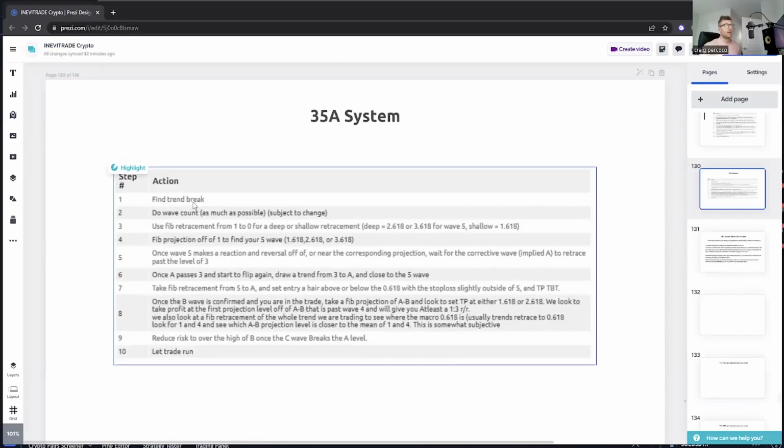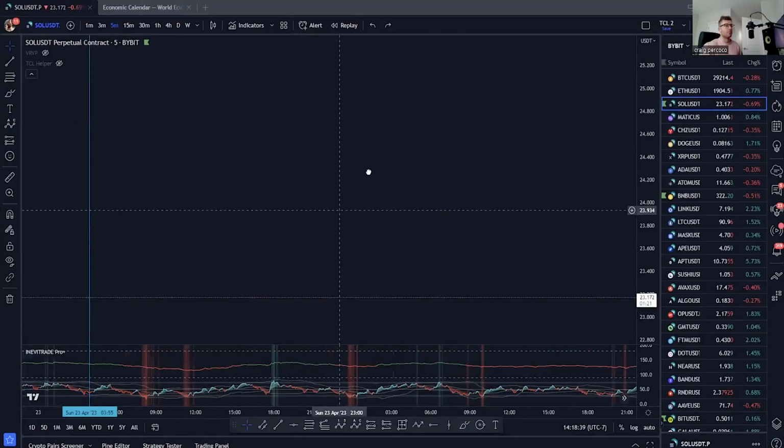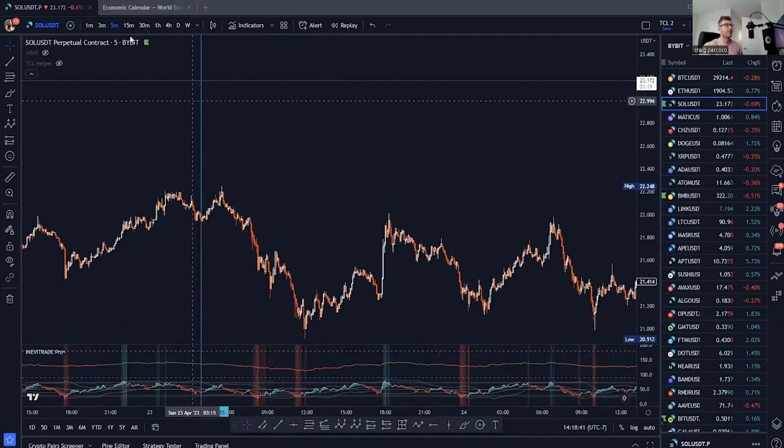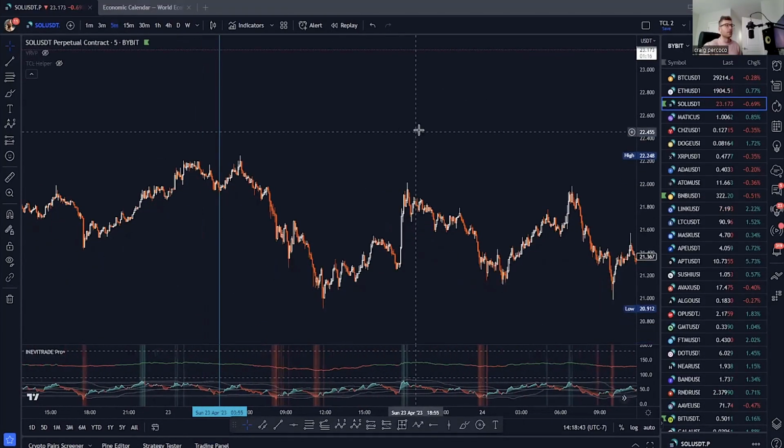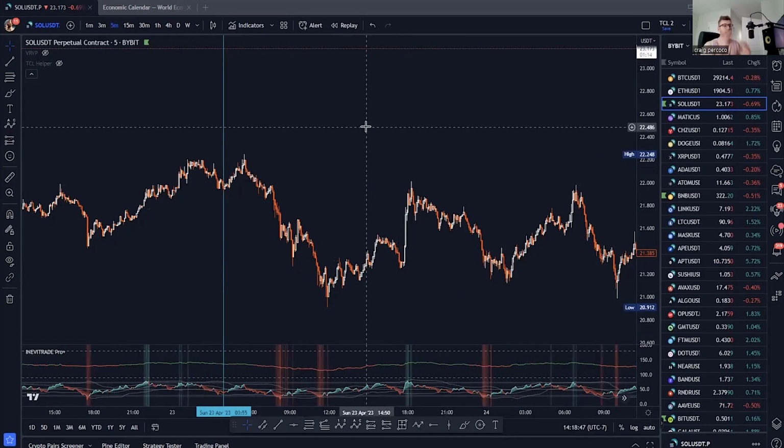Step 1 is to find a trend break. I'm going to hop onto the chart and pull up an example on Solana on a 5-minute frequency here, and I'm just going to go over exactly what we're talking about with each step. So just to cover this again, I would recommend keeping the 3-5As on anything from a 5-minute frequency up. Going down to a 1-minute frequency can be challenging.